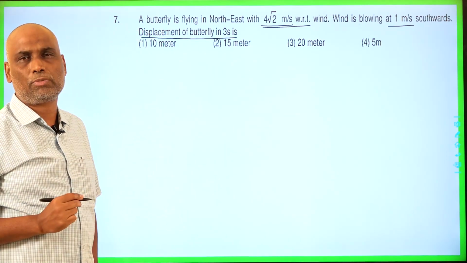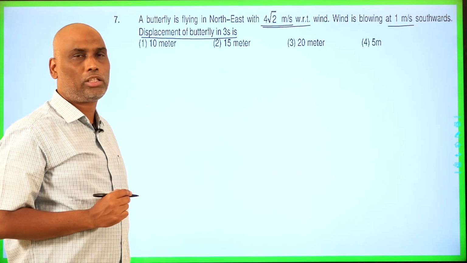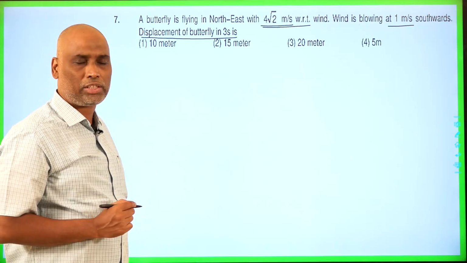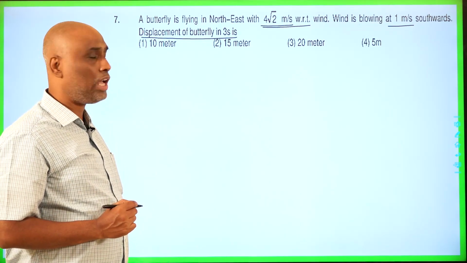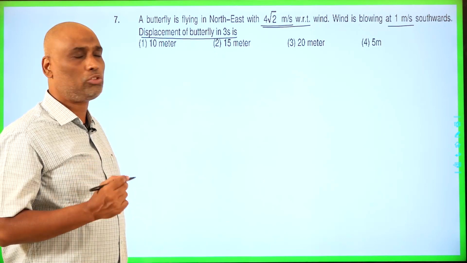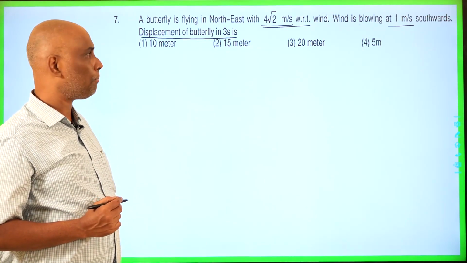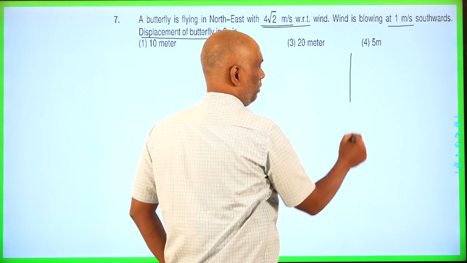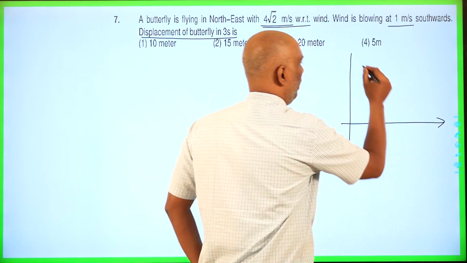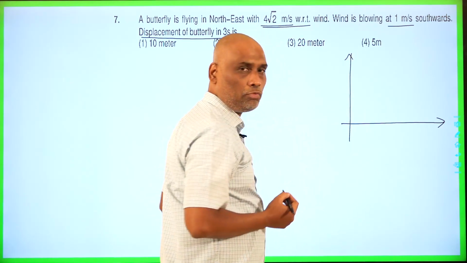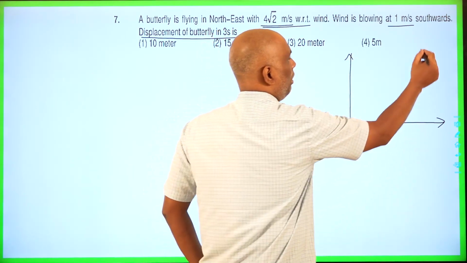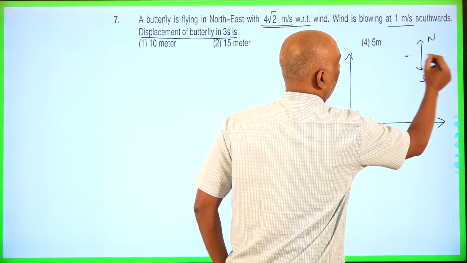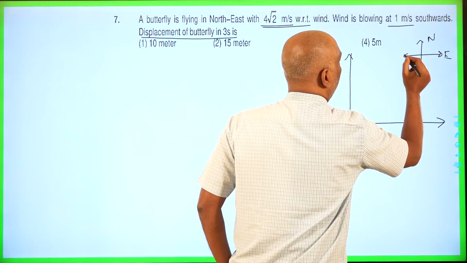That means we should calculate the displacement of the butterfly with respect to the ground. First of all, if you want to calculate the displacement of the butterfly with respect to ground, we should know the velocity of the butterfly with respect to ground, meaning we should know the absolute velocity. How do you calculate the absolute velocity? Here, according to the question, if I consider the velocity of the butterfly with respect to wind, now in general, on a plane of paper, we take the directions like this: north, south, east, and then west.